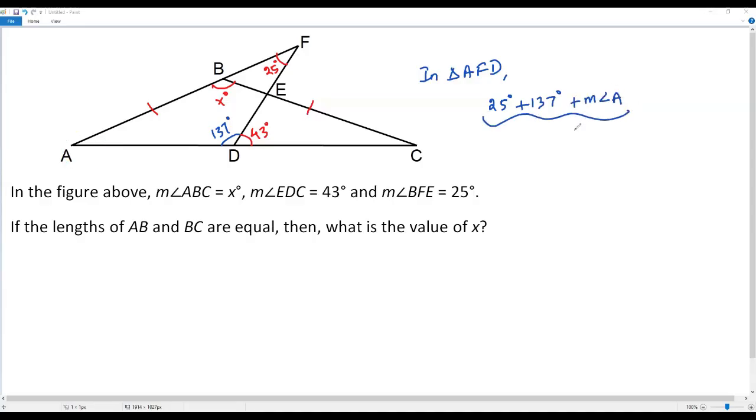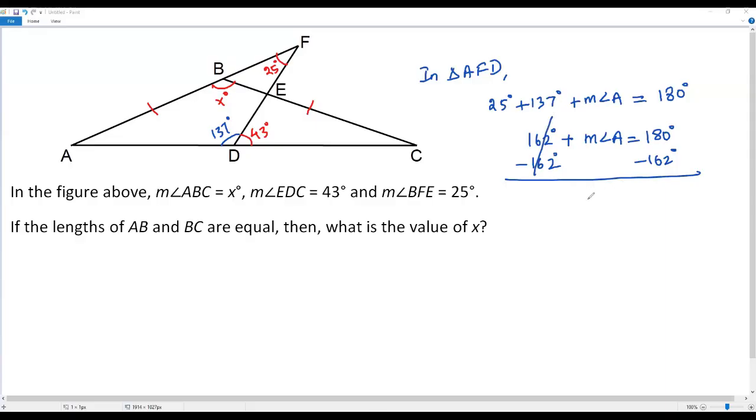In any triangle, the three interior angle measures add up to 180 degrees. Here we can combine 25 and 137, and I get 162 plus the measure of angle A equals 180 degrees. To solve for A, let's subtract 162 degrees from both sides. The positive 162 and negative 162 cancel out. The measure of angle A equals 180 minus 162, which is 18 degrees. So the interior angle of triangle AFD at vertex A is 18 degrees.